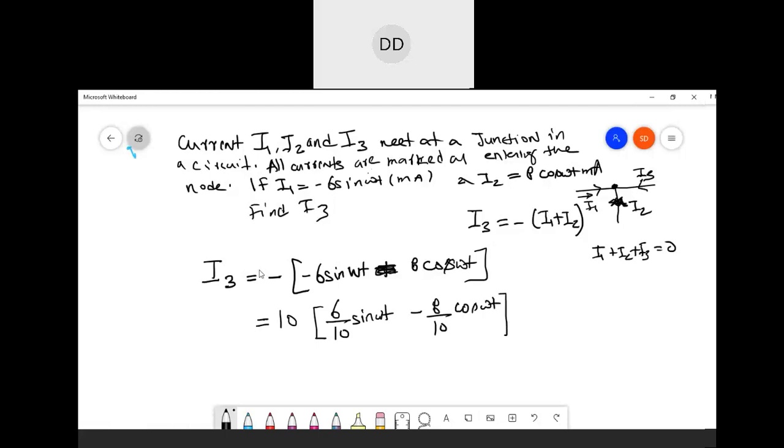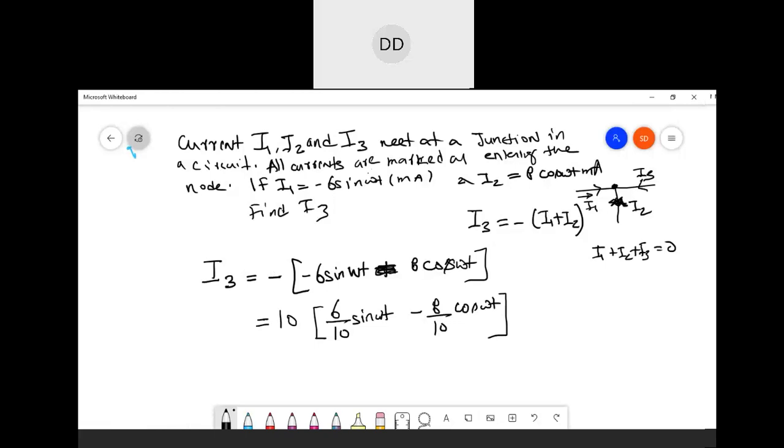Now if I need to know what is 0.6, you go to the calculator, and with the help of the calculator you have to calculate the values. If you do cosine inverse of 0.8, you will get around 36.87. Similarly, sine inverse of 0.6, you will get 36.87.